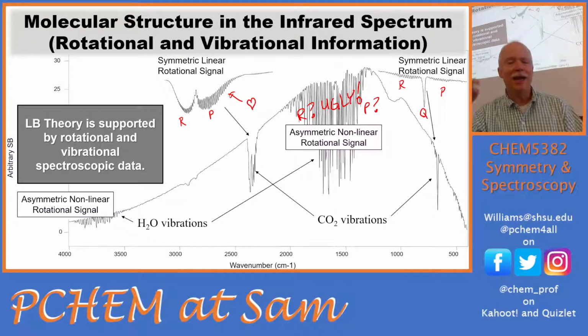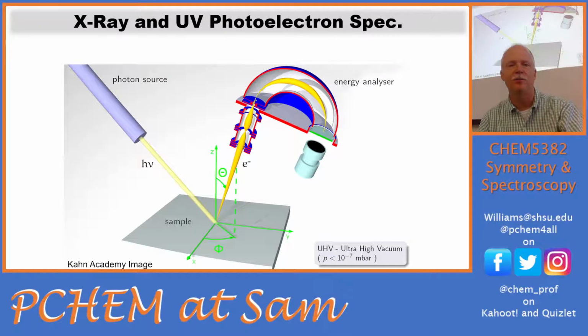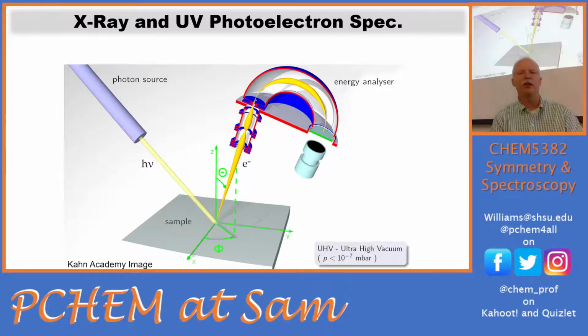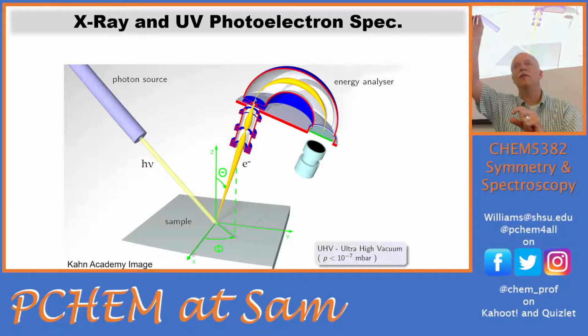But what if we send X-rays at these molecules? Where we actually pull the electrons out of the molecule to see how much energy they have inside the molecule. So this is X-ray and UV photoelectron spectroscopy. So this is a way, if you think about the molecular orbital diagram, you have all of those energy levels with electrons in them. And if we hit those electrons with enough energy to pull them off of the molecule, it takes some energy. Let me just draw the energy level diagram.